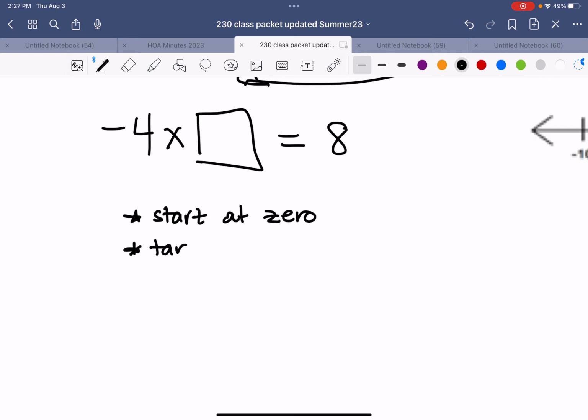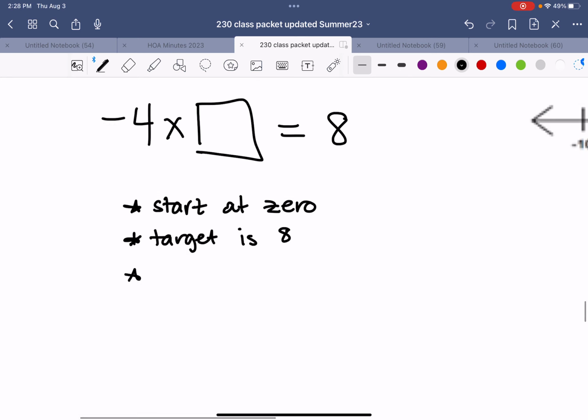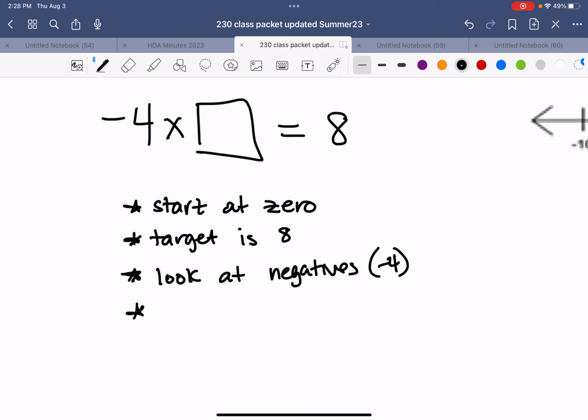My target is the answer to the multiplication problem. So that's the 8. I'm going to look, in this case, at the negatives. Why? Because the 4 is negative, right? That -4 tells me to look at the negatives. And my jump size is going to be 4 as well, because that's the value of that first factor here.